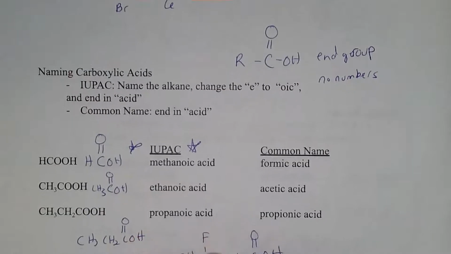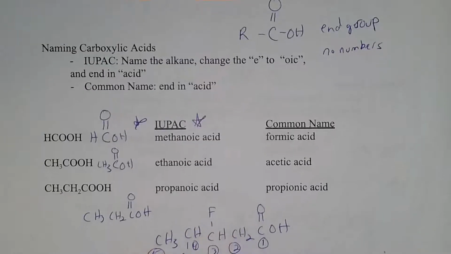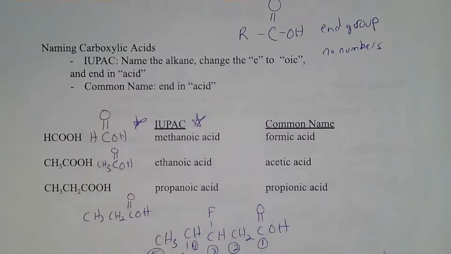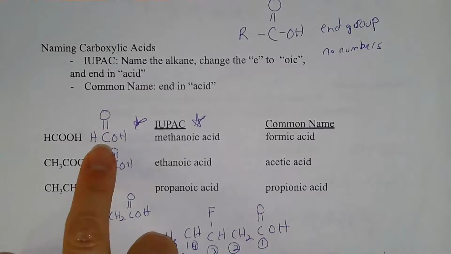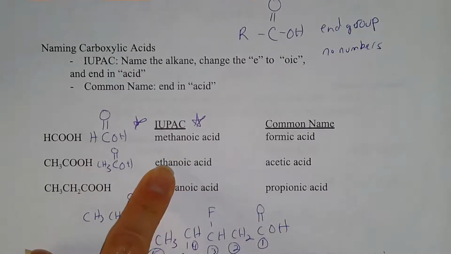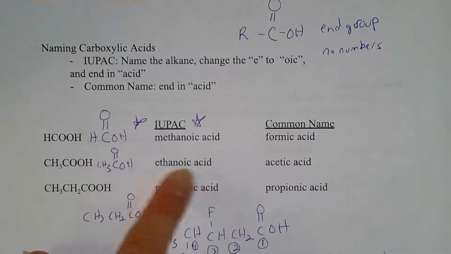So carboxylic acids are going to name the alkane. You're going to change the E to an oic, and you're going to end it with an acid. So again, that H is what we call an acidic H. Depending upon however many carbons you have in there, you name it the alkane name, drop the E and put an oic, O-I-C, at the end, and then call it an acid.